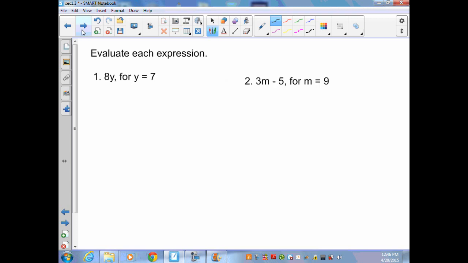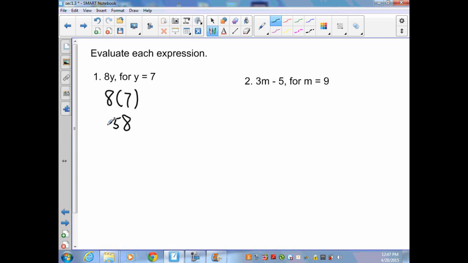Here is our first example. I want to evaluate each expression. Number 1, 8 times y, or 8y. Here I want to use 7 for the value of y. So I have 8 times 7, and I use parentheses as my notation for multiplication. So 8 times 7 is 56. I would copy this problem from the book, I don't need this part, and then I would substitute and then solve.